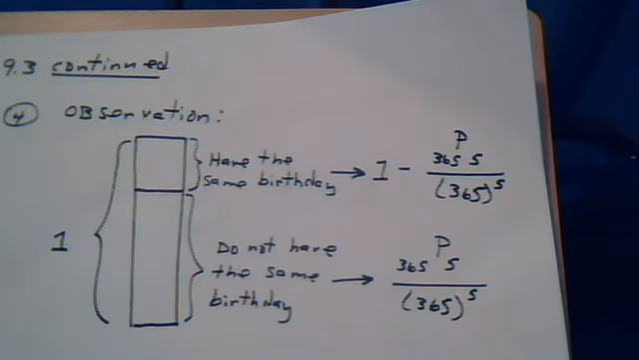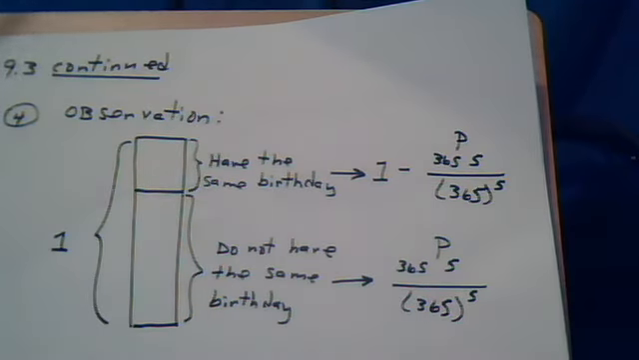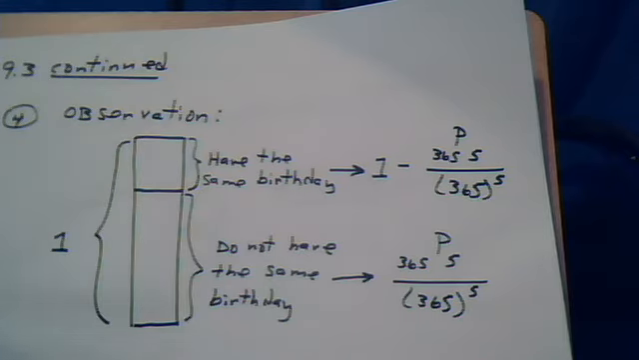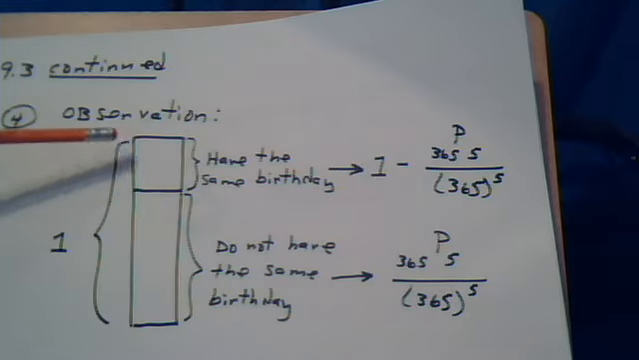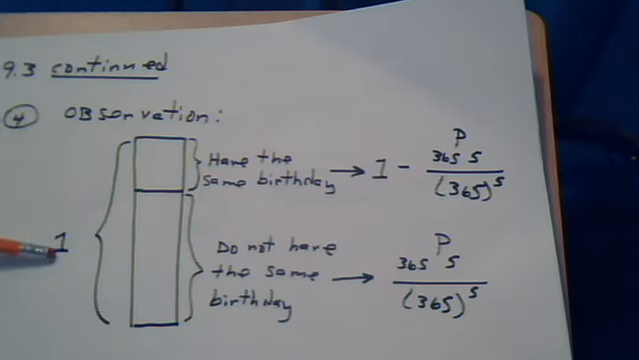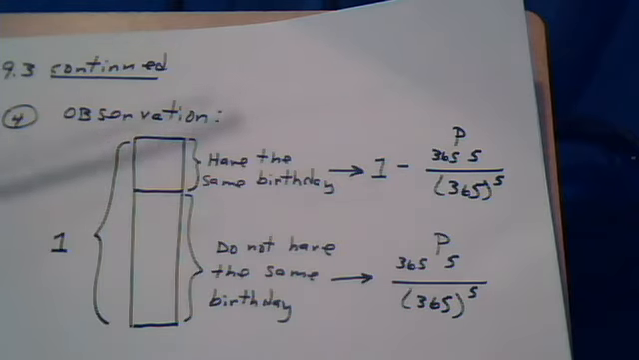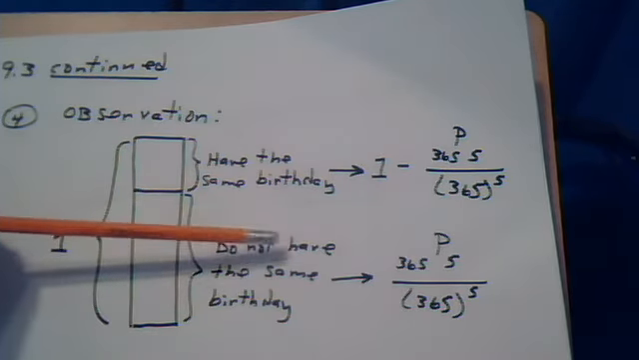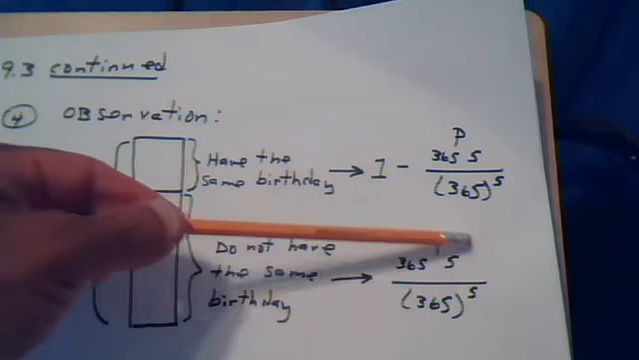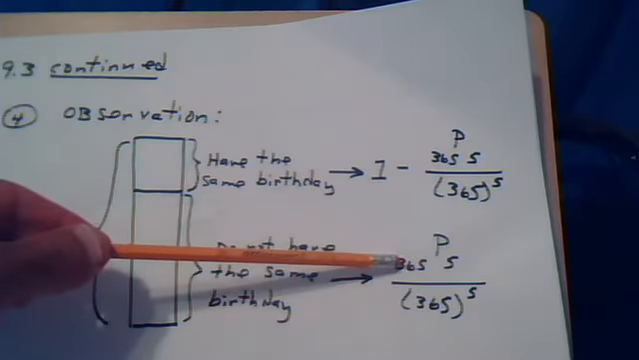So the third part of the problem, observation. Notice this is a universe, this is a sample space. It always carries a probability of 1, which is 100%. And what we've been working with is this portion, probability of not having the same birthday. And this is what we had just a little while ago.